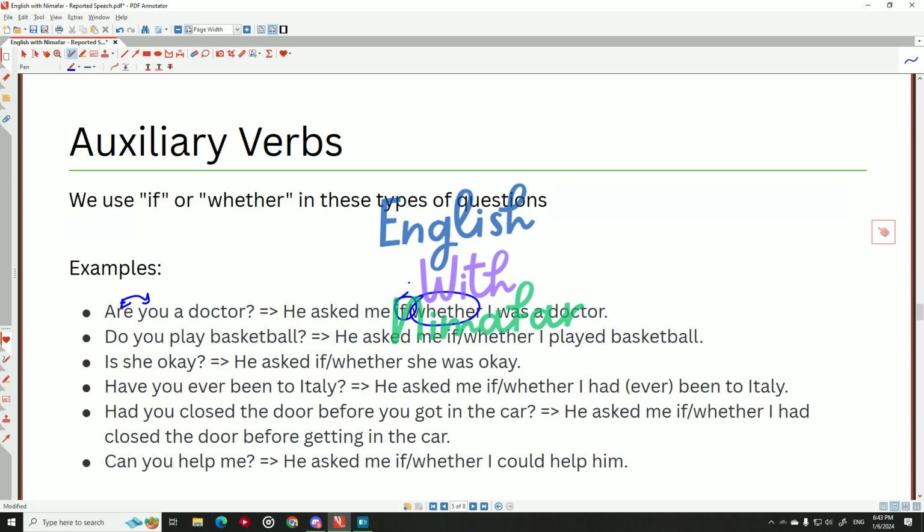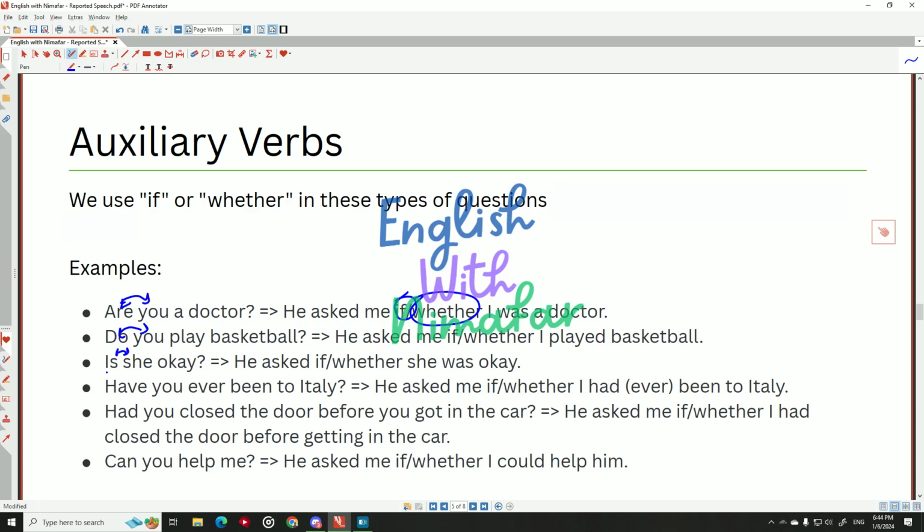Do you play basketball? We don't say you do play basketball; we say, you play basketball. He asked me if I played basketball. Present simple, past simple. Is she okay? She asked if she was okay.